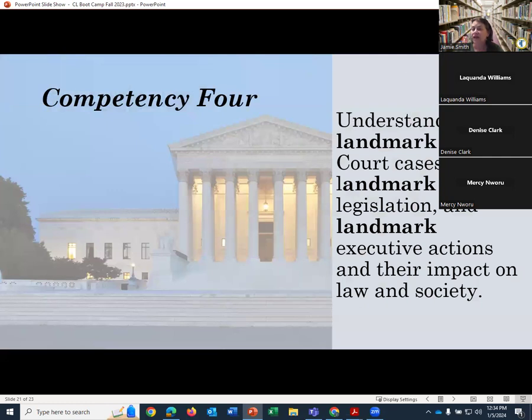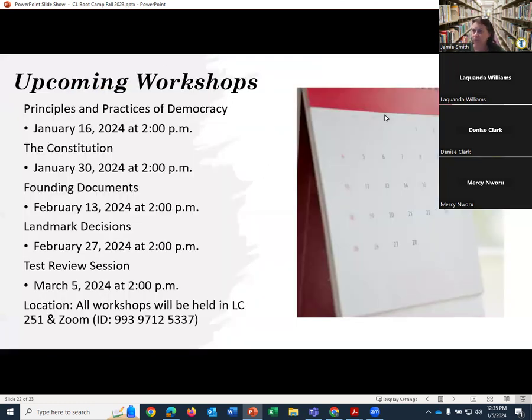And then landmark Supreme Court cases, landmark legislation, landmark executive actions are really important. This is the one that has the most information, because there are lots of landmark Supreme Court cases and legislation and executive actions. And so as you're doing your courses, I suggest that you make a note page: landmark Supreme Court cases, landmark legislation, one page for each, and add to it as you are going through your class. We actually help with the Learning Commons.